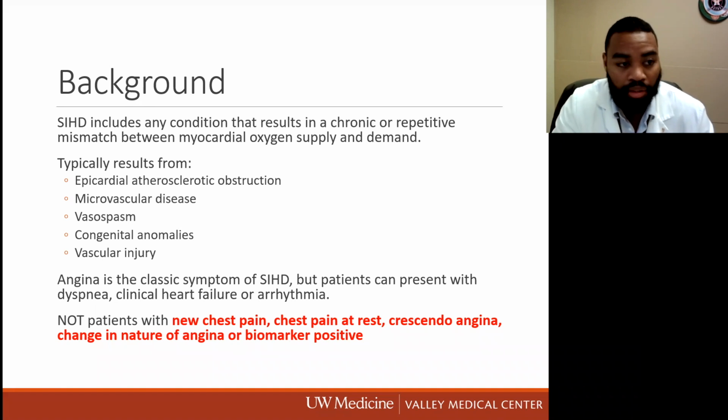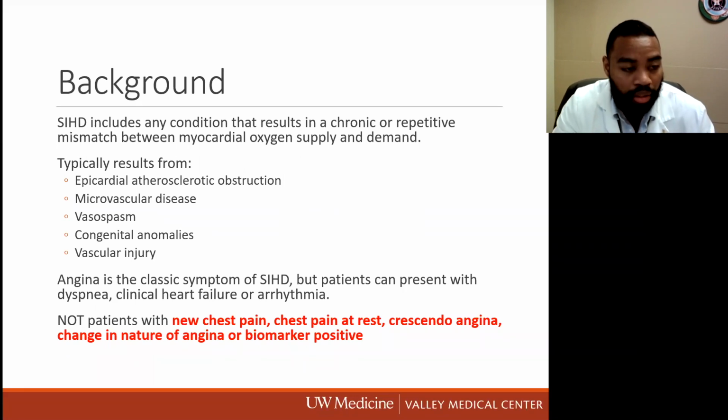So epicardial atherosclerotic obstruction, and microvascular disease, which is basically disease that's confined to the small vessels, which we can't readily see on angiography. Though we do have ways in the cath lab to make this diagnosis, it is not widely available just yet. Coronary vasospasm typically tends to happen in arteries that are already mildly abnormal, and that typically results in a mismatch of supply and demand.